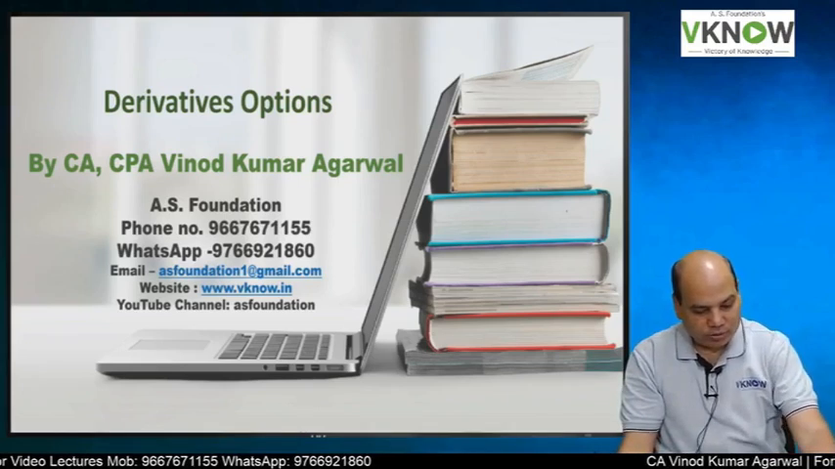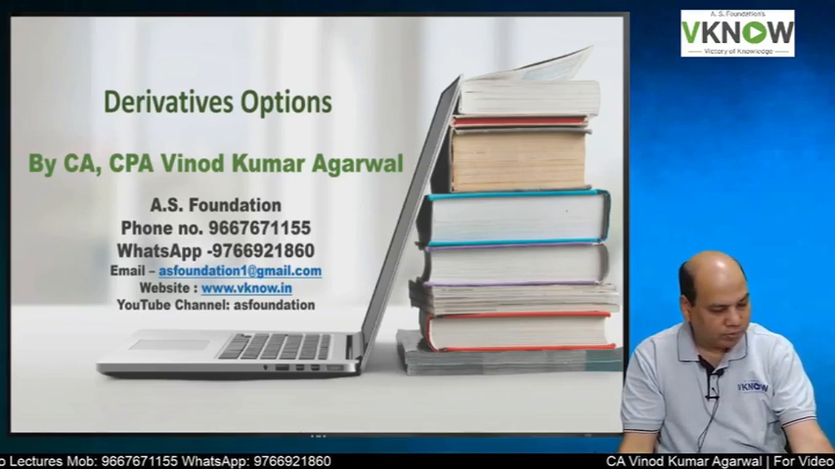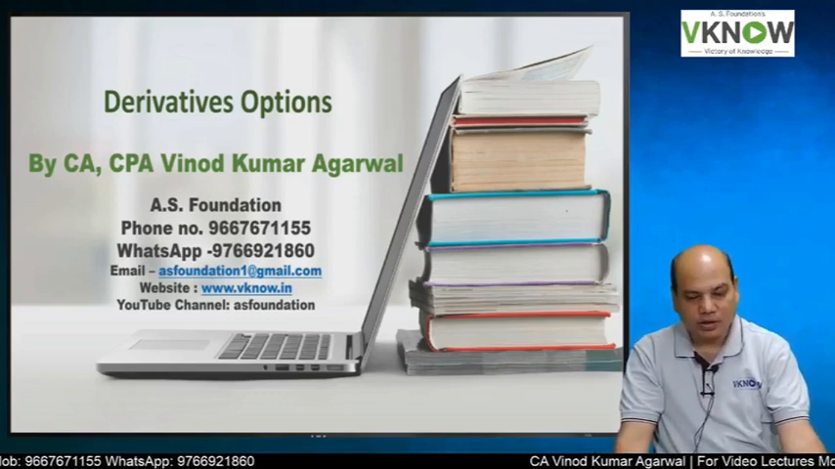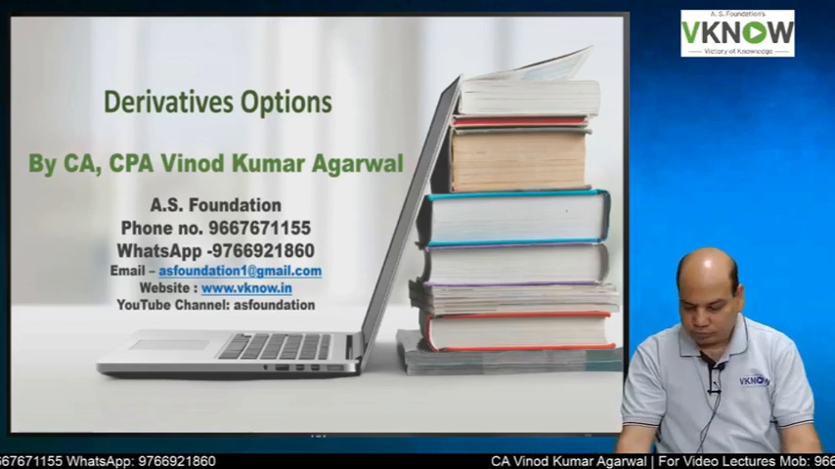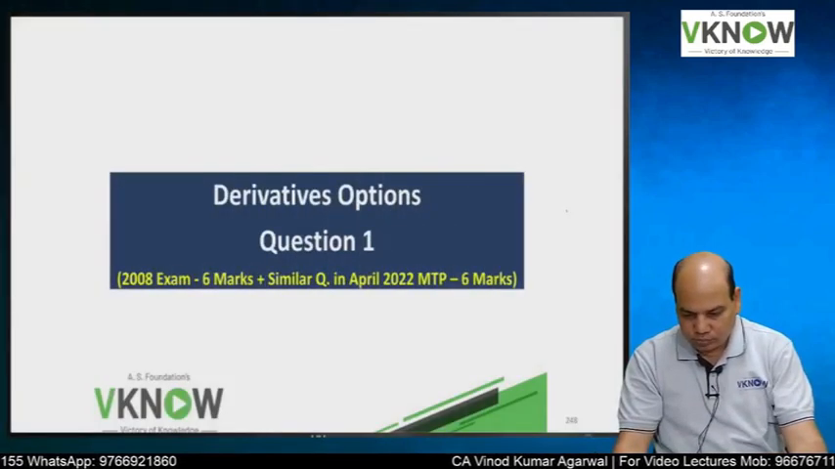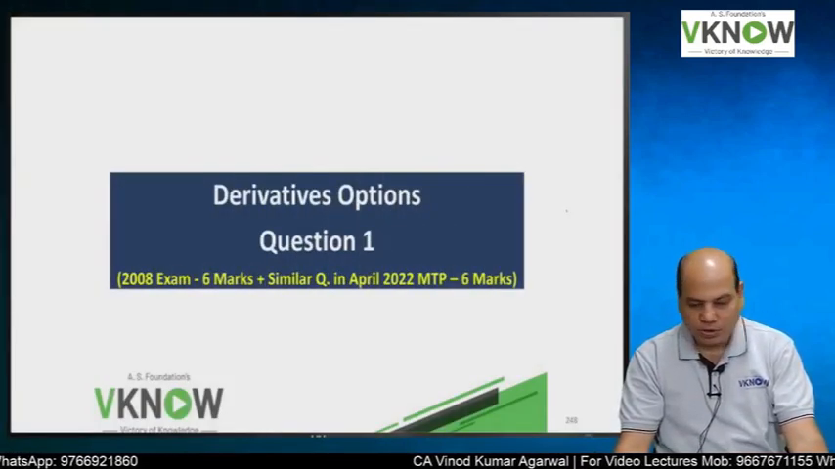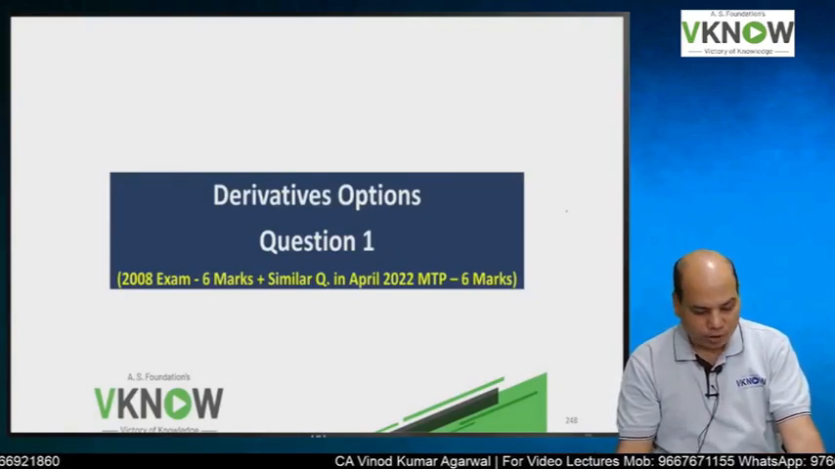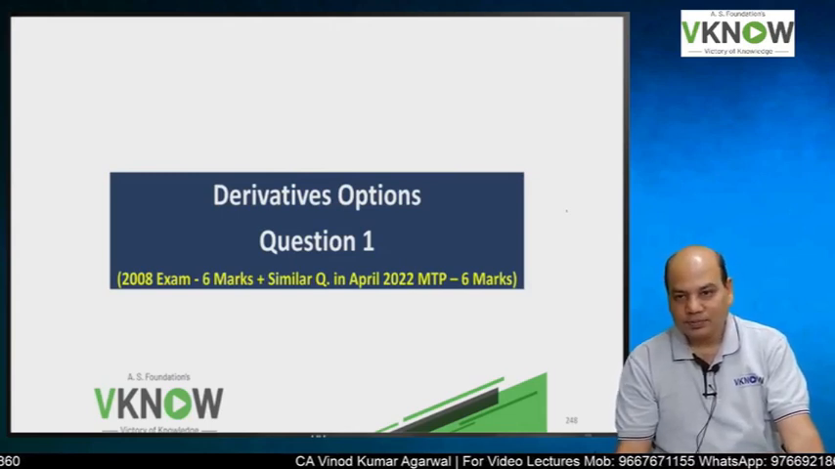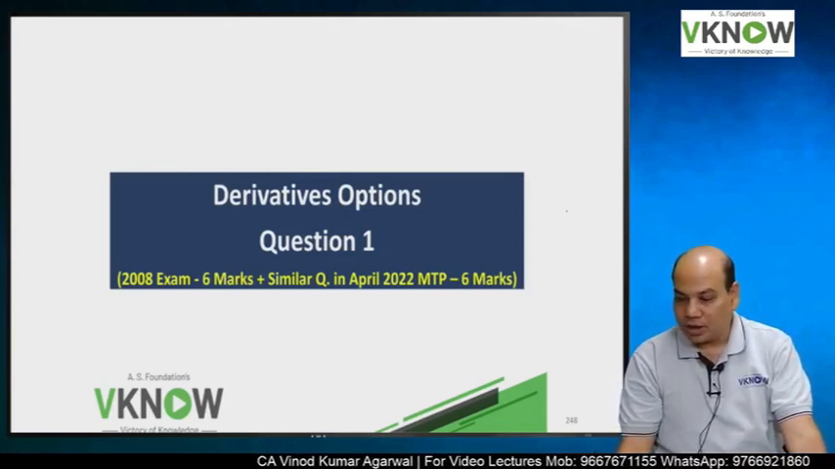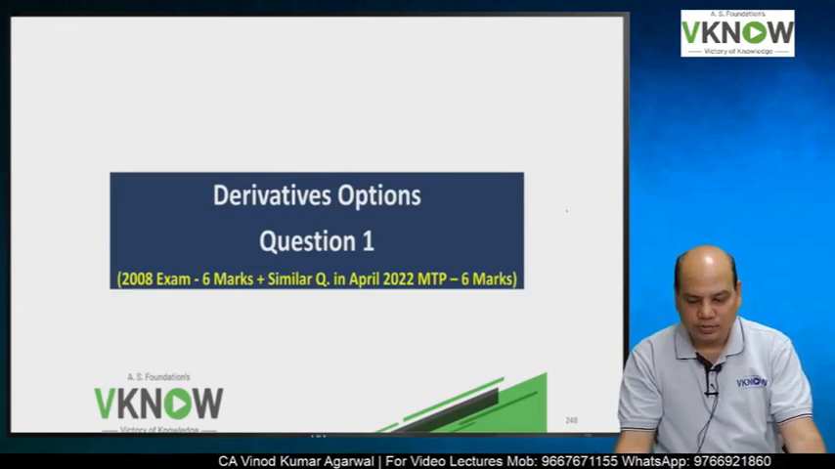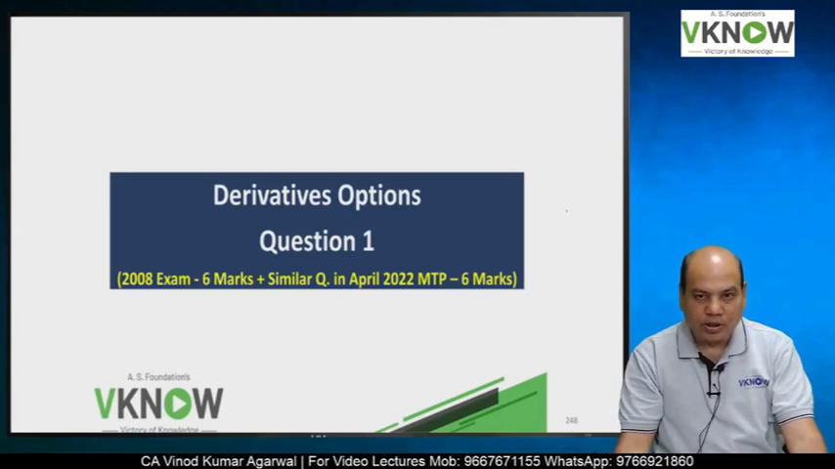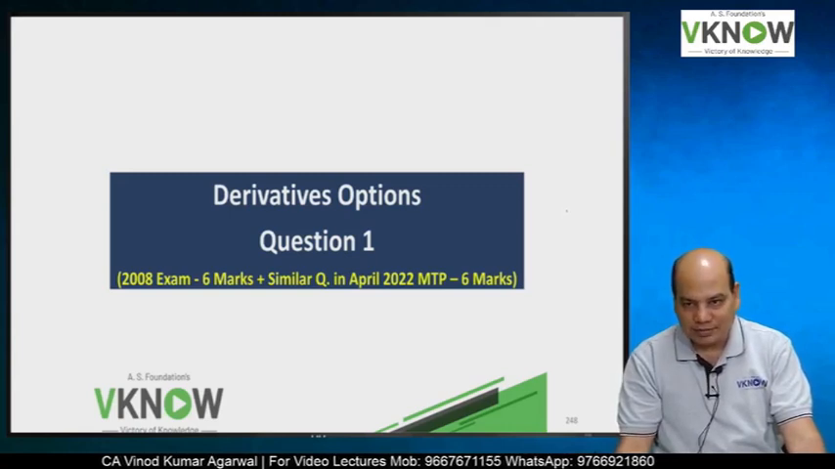Now I am going to take some important question on options. Derivative. Second part is options. Question number 1, derivative option. Option is a right but not the obligation. There are two types of option: call option, put option. Call option is a right but not the obligation to buy. Put option is a right but not the obligation to sell.